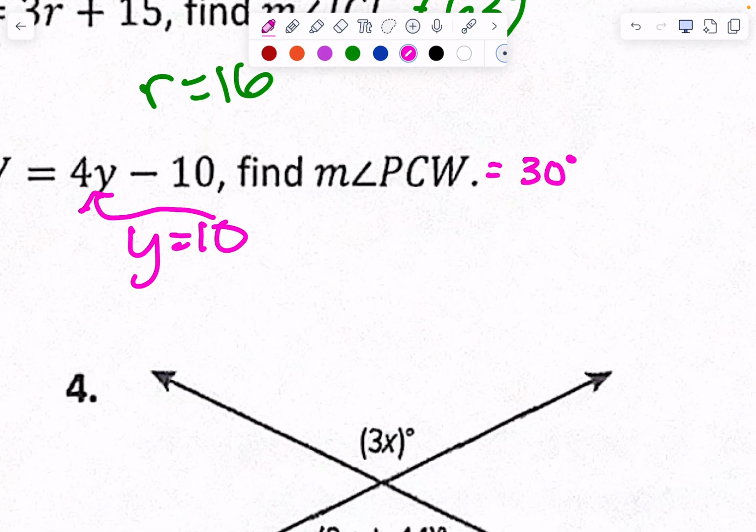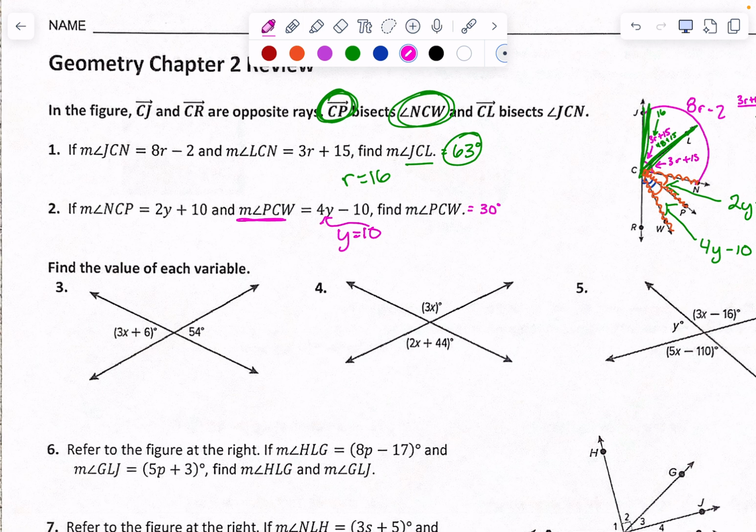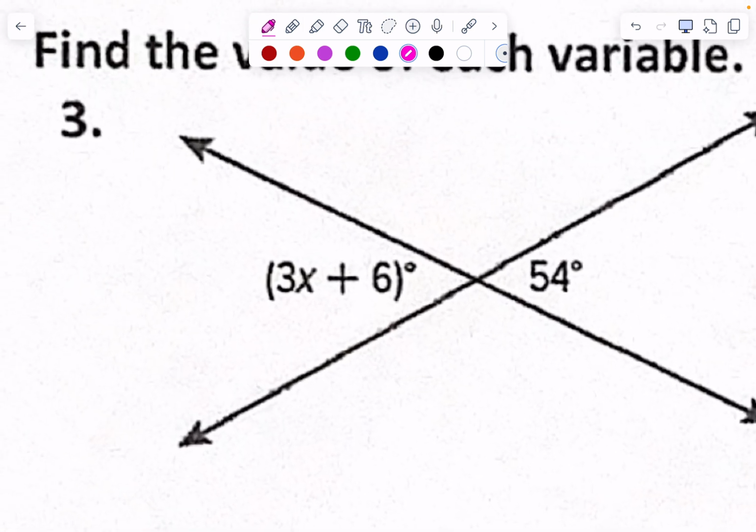Yeah? That's hard to see when you have to label your own, right? Maybe these next ones will be a little bit easier to see. Maybe. Okay? How about that? Good? Are we good on 1 and 2? Those ones are tough.